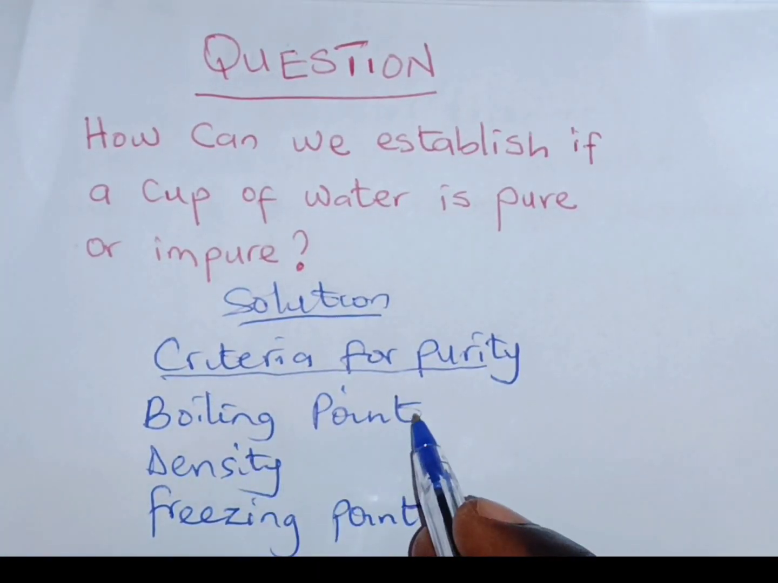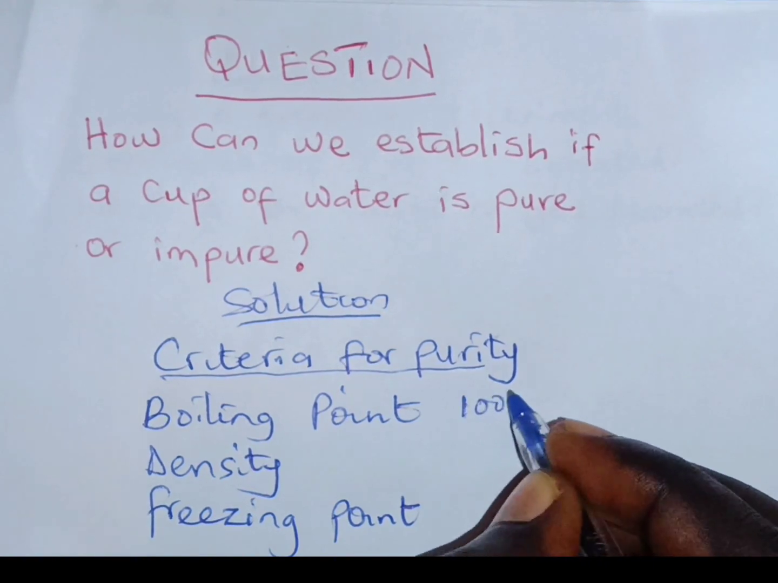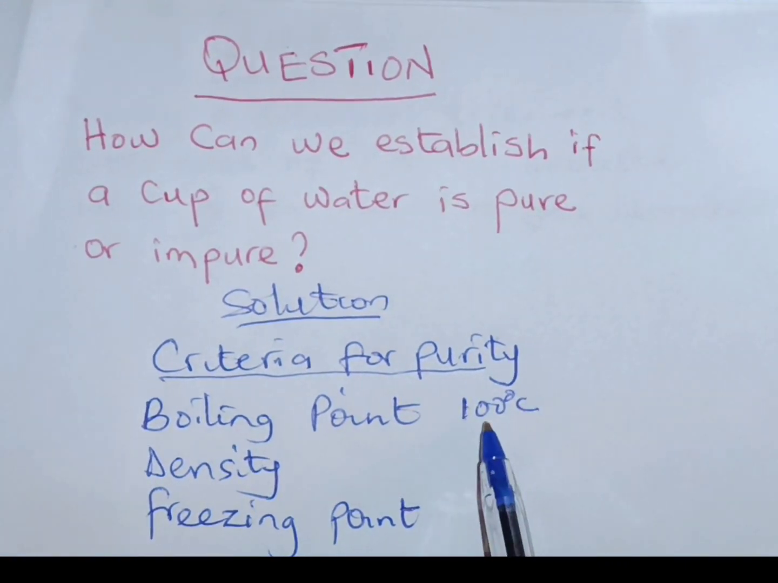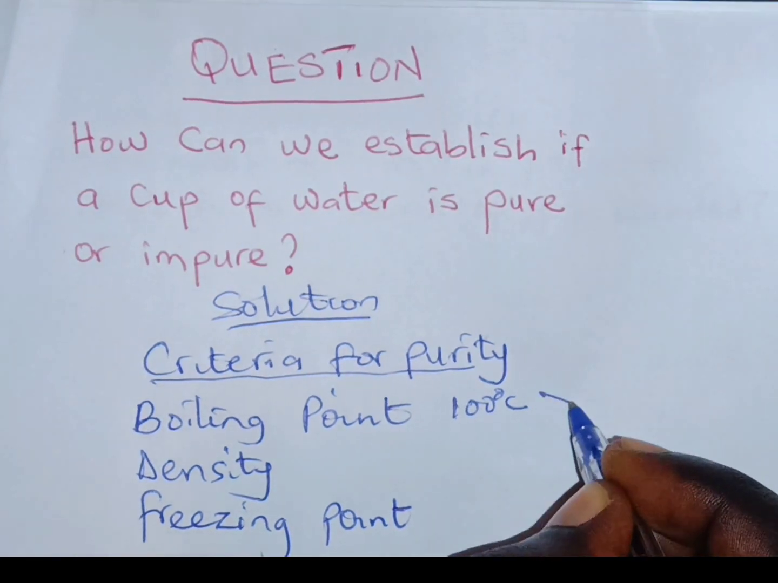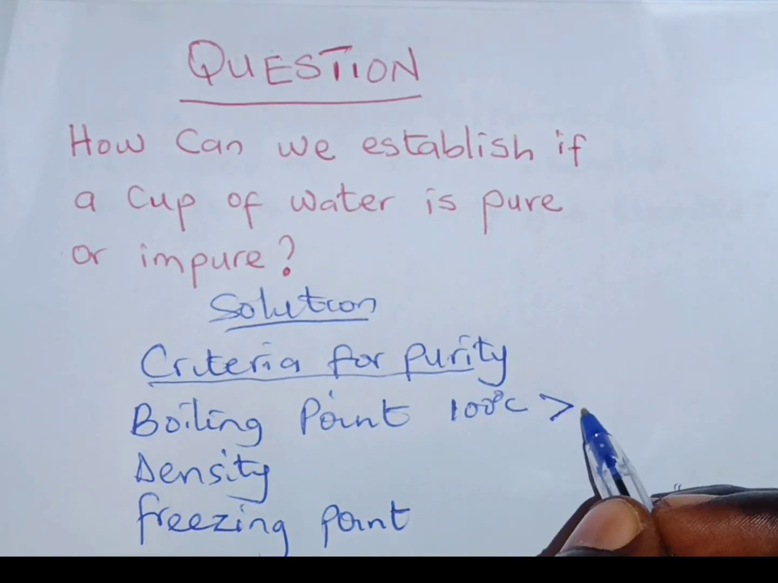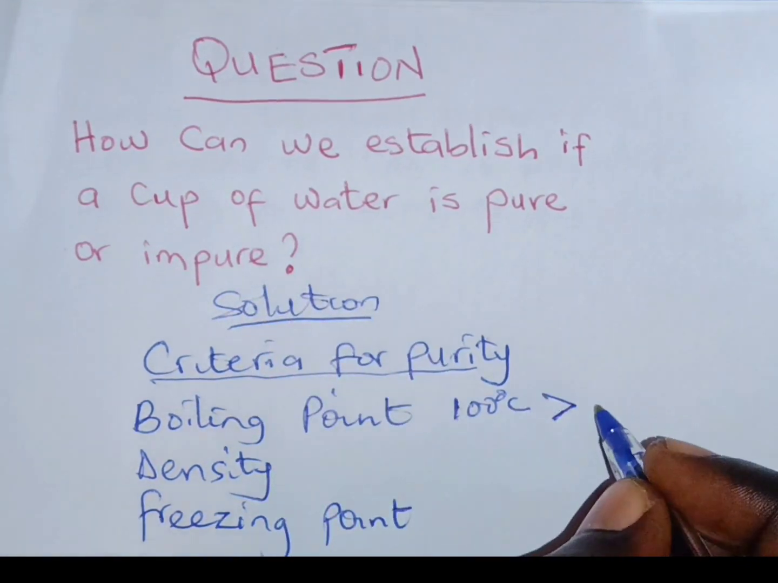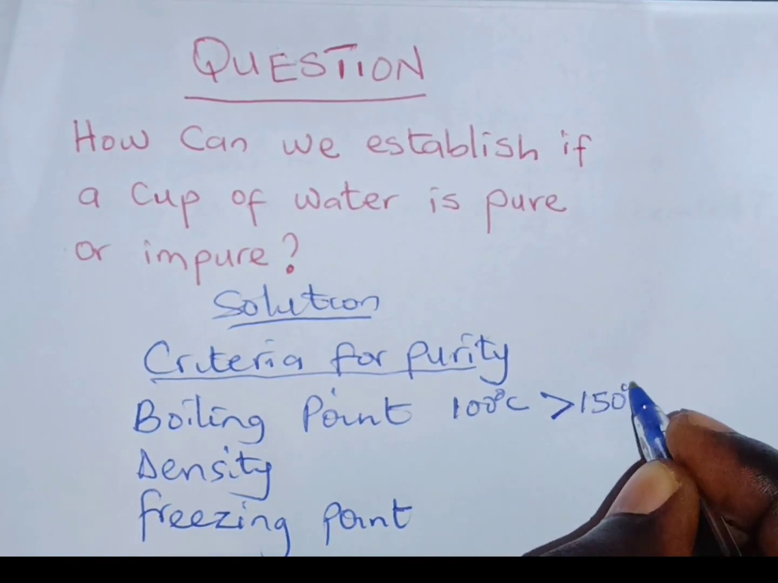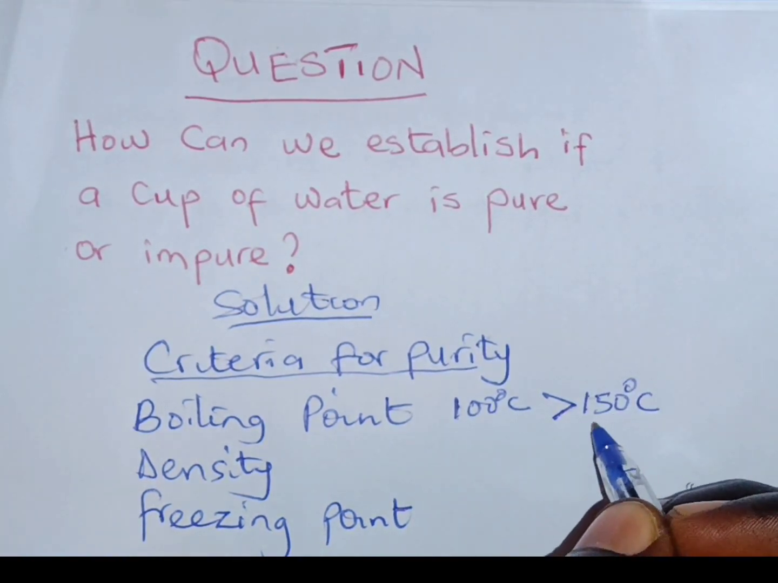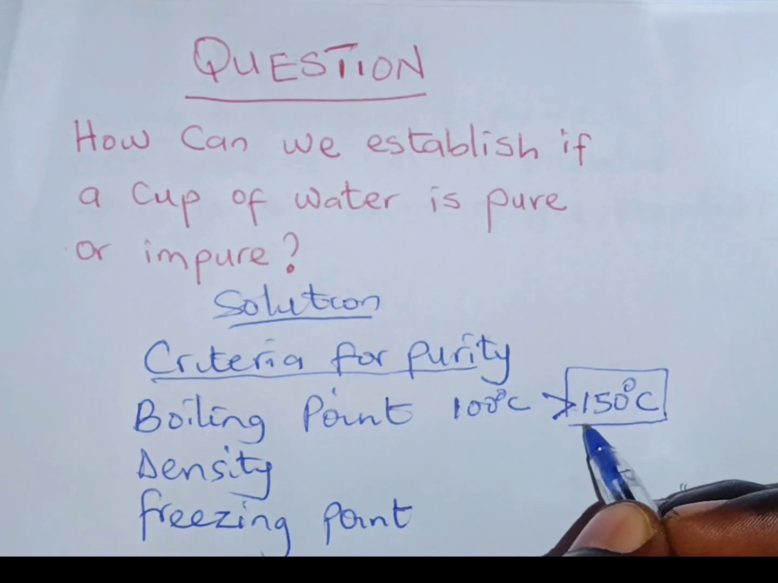Now, the boiling point of pure water is generally considered to be 100 degrees Celsius. So if there is an impurity, the boiling point will increase. So for instance, let's say you boiled the cup of water and then you had a boiling point of 150 degrees Celsius. Then you'll know that there is an impurity in the water sample.